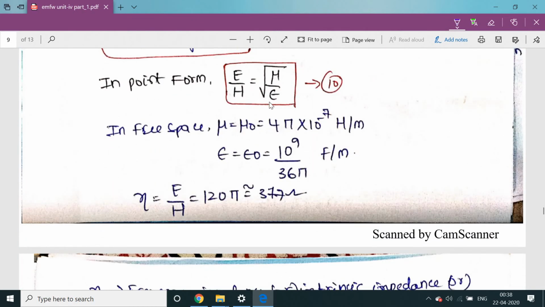In free space, mu is equal to mu naught mu r, where mu r is equal to 1 for free space. We know the value is 4 pi into 10 power minus 7 Henry per meter, and epsilon is equal to epsilon naught, which is 10 power minus 9 by 36 pi farad per meter. So eta is equal to E by H, that is equal to 120 pi, that is equal to 377 ohms.